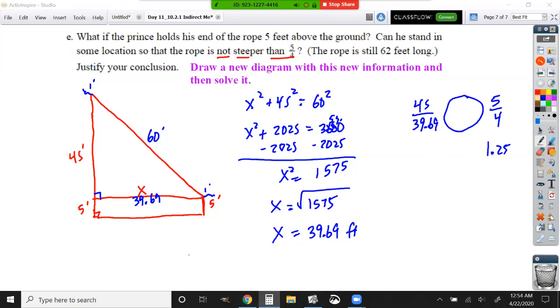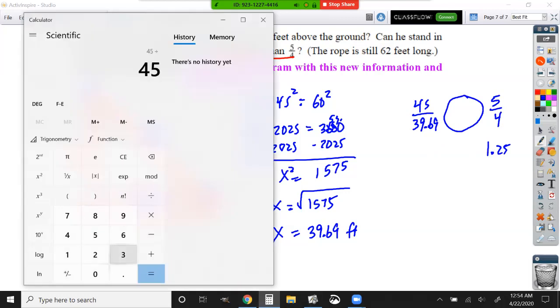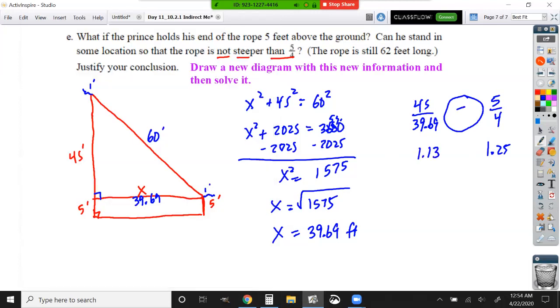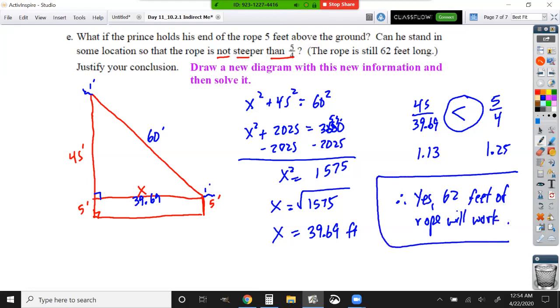This one, if I take 45 divided by 39.69, I get 1.13. Since this is less than that, the answer is yes, he can stand in some location so that the slope is less than 5/4. So yes, comma, 62 feet of rope will work. Maybe something like that for an answer.